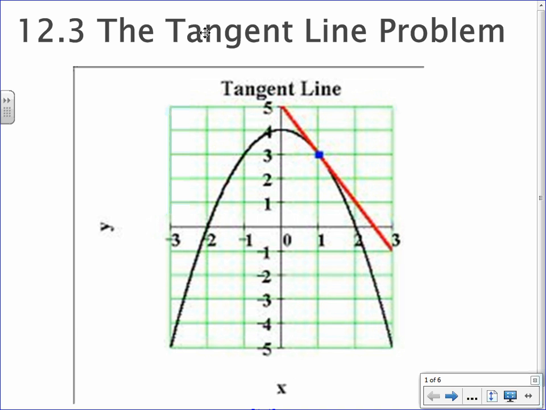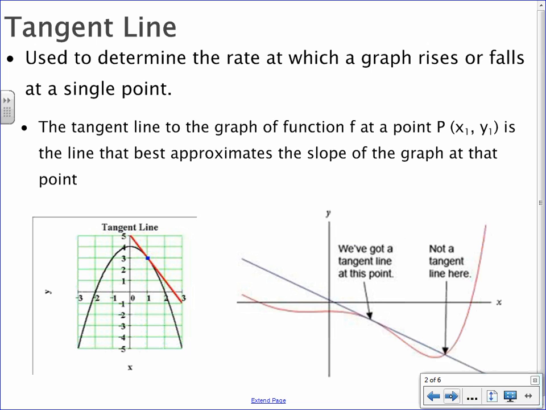It is a line that touches our curve once. Why are we working with tangent lines? A tangent line is actually used to determine the rate at which a graph is rising or falling at a single point. What's the rate that we are rising or falling at a single point? What does that sound like? It sounds like slope, doesn't it?